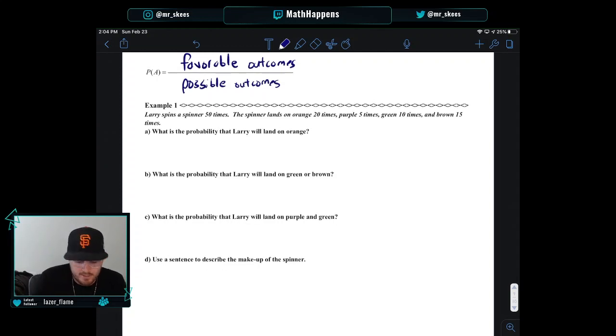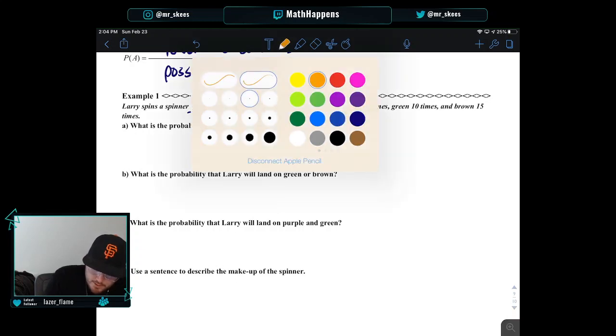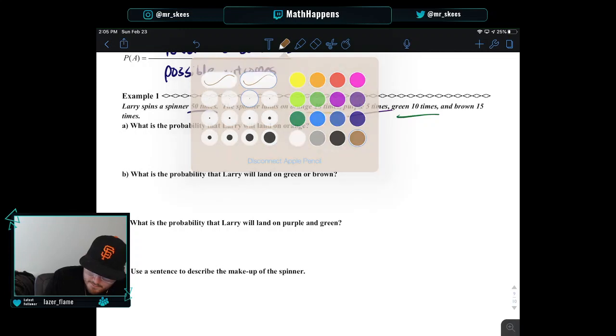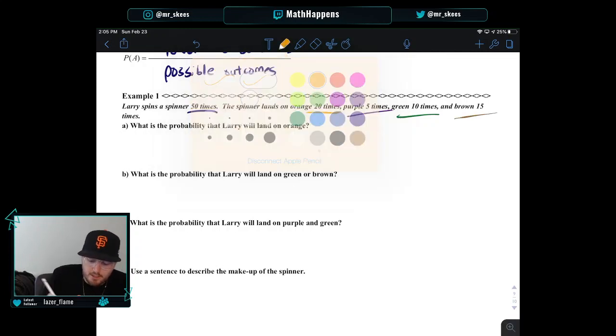That's your probability. So let's think about a spinner. So Larry spins a spinner 50 times. The spinner lands on orange 20 times. Purple 5 times. Green 10 times, and brown 15 times. Okay? So what is the probability that he'll land on orange?